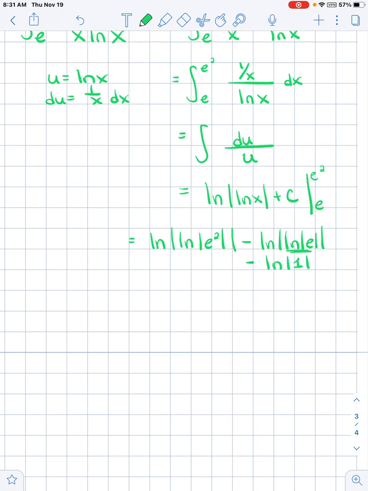And the natural log of 1 is 0, because e to the 0 power would equal 1. So this whole thing becomes 0. Okay, now let's look at this other one. We've got some properties of exponents we can use here.